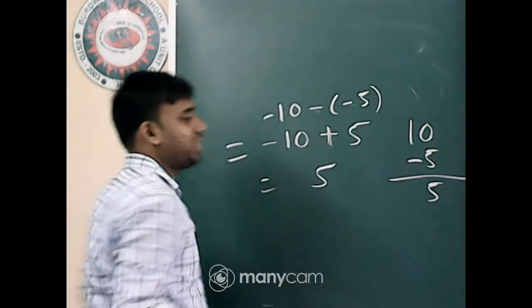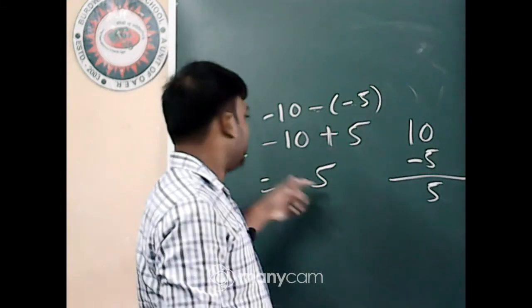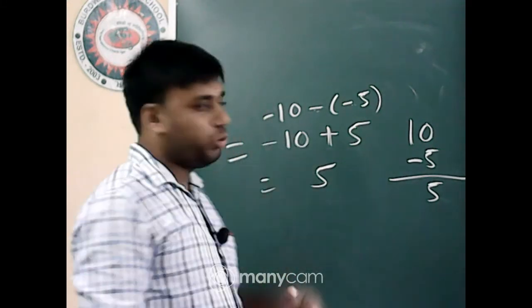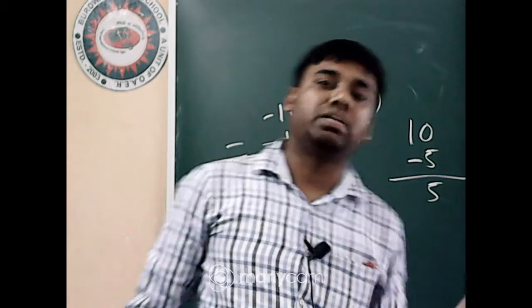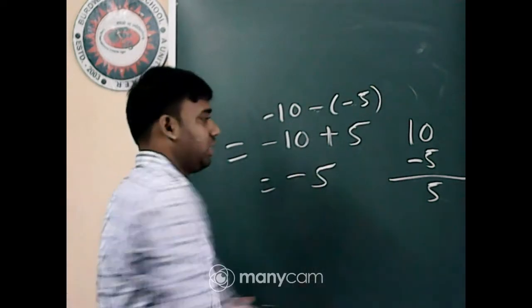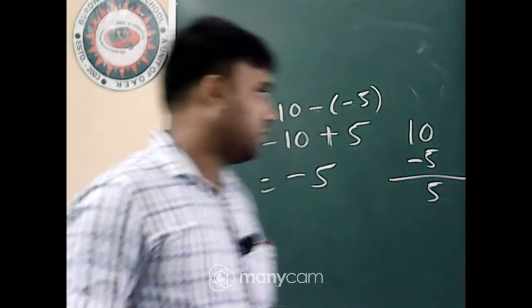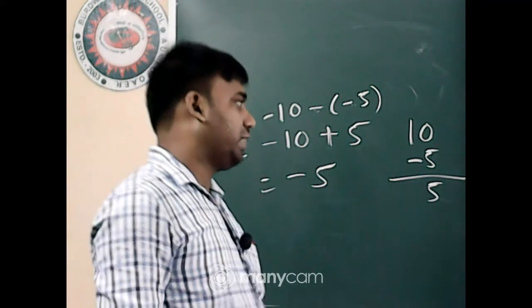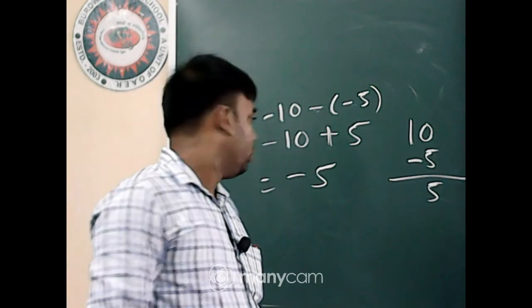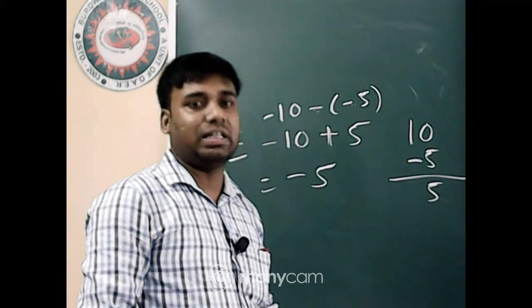Now, what will be the sign of that 5? Plus or minus? 10 and 5, which one is greater? 10. What is the sign of 10? Minus. So minus 5 is the right answer. Very good, also you wrote one statement, that is very good. Okay. So minus 5 is the right answer.